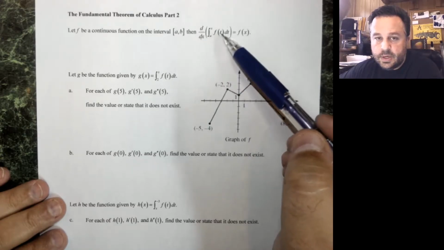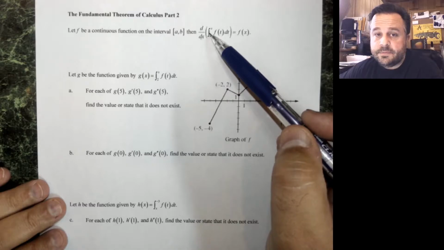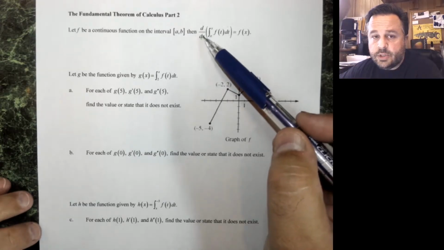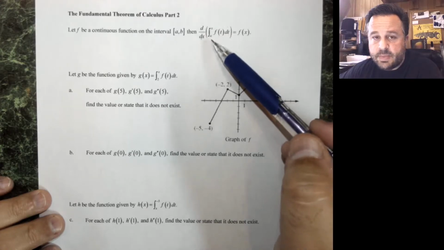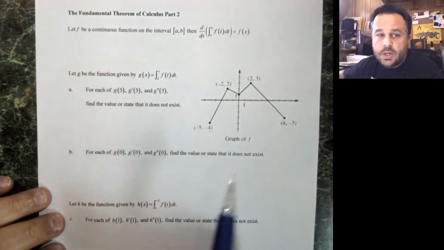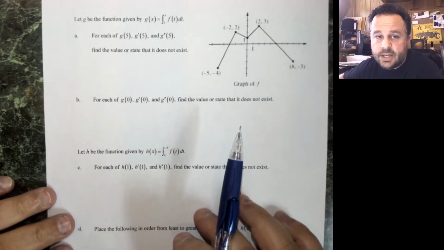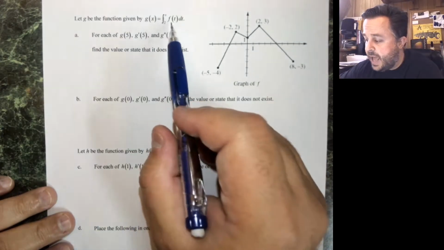cancel each other out. In other words, start with a function, you go up to the big F, if you will, and then we derive that. It'll take us right back down to the little f, but it's evaluated at x by the fundamental theorem of calculus. So let g be the function given by g of x is equal to the integral from 2 to x of f of t dt.